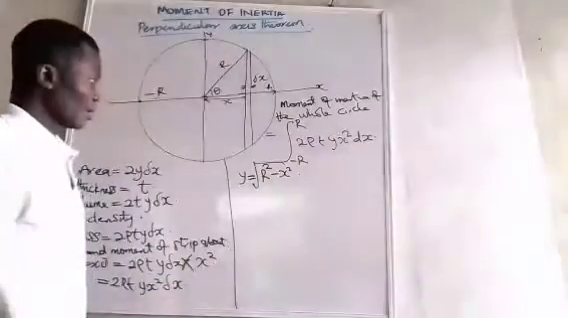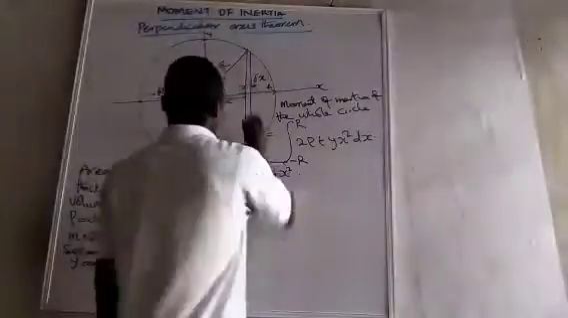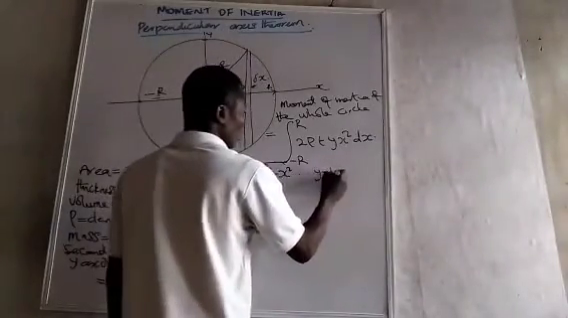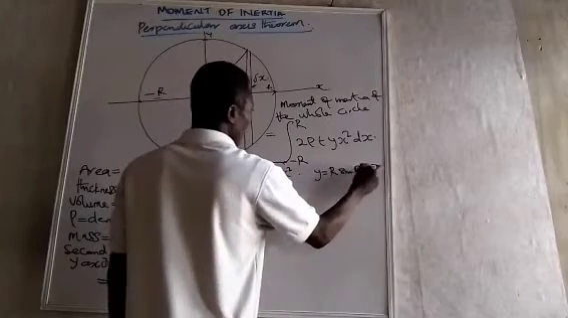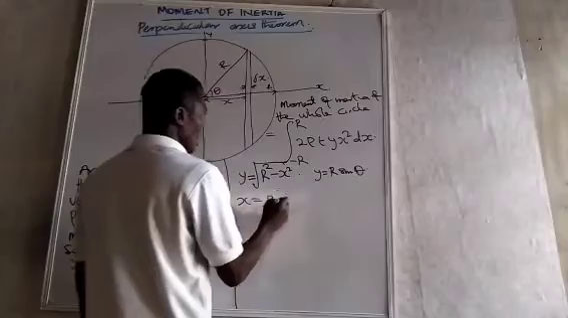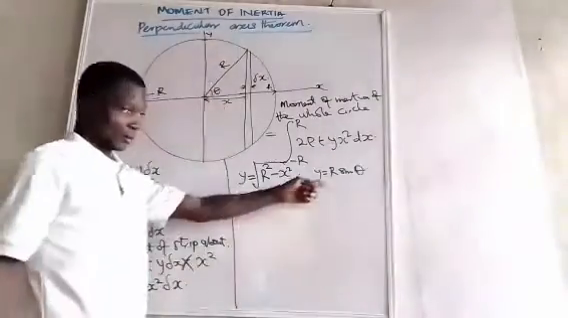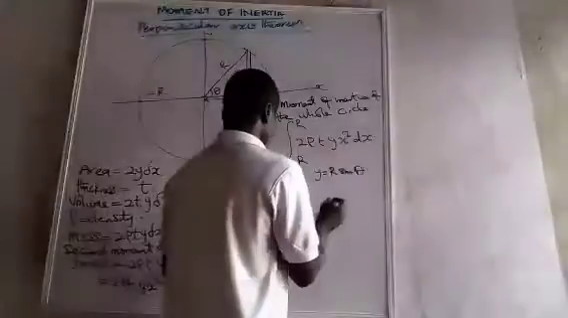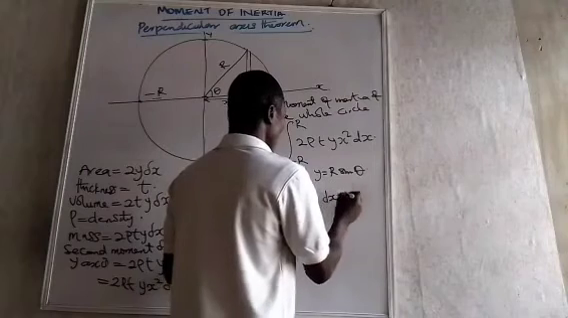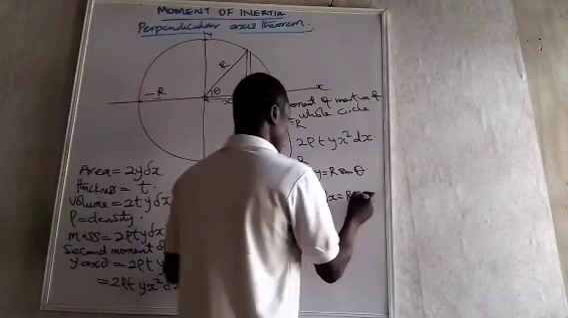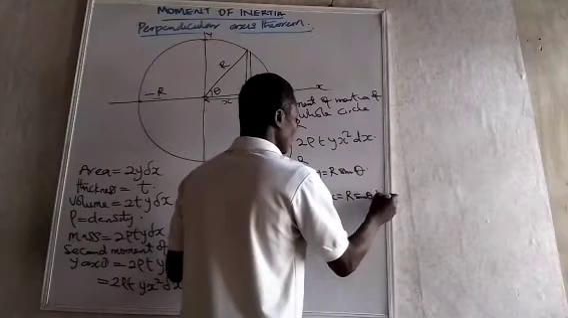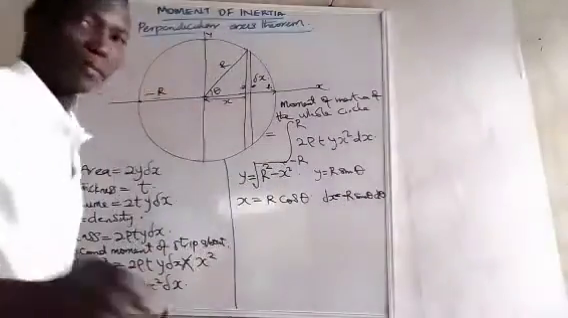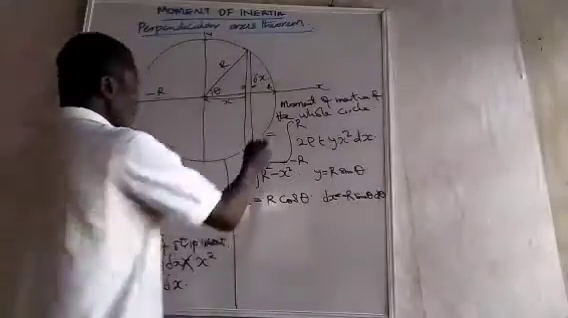So it is better I made it into a parametric equation. From this shape, I can see that y will be equal to r sin theta, and x will be equal to r cos theta. You can pick it. y is r sin theta, x equal to r cos theta. So what is dx? It will be equal to minus r sin theta d theta.